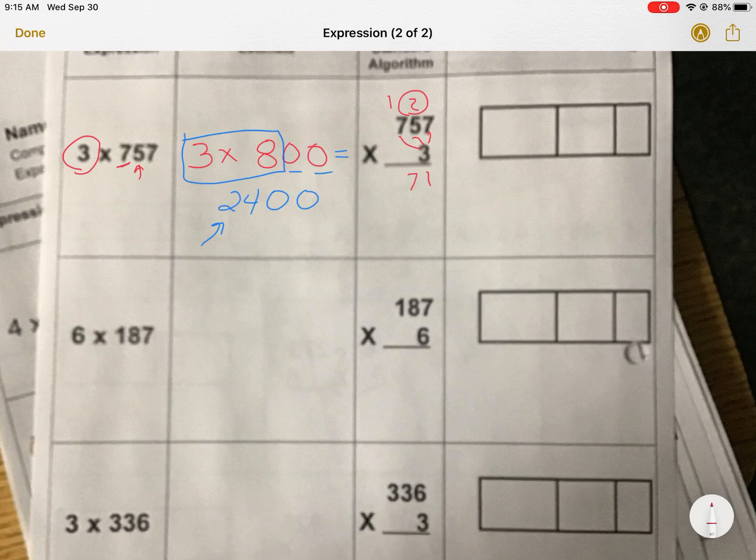7 times 3 is 21. Add one more, that's 22. So 2,271. And yeah, that's pretty close to 2,400. So my answer, or my product, is reasonable.